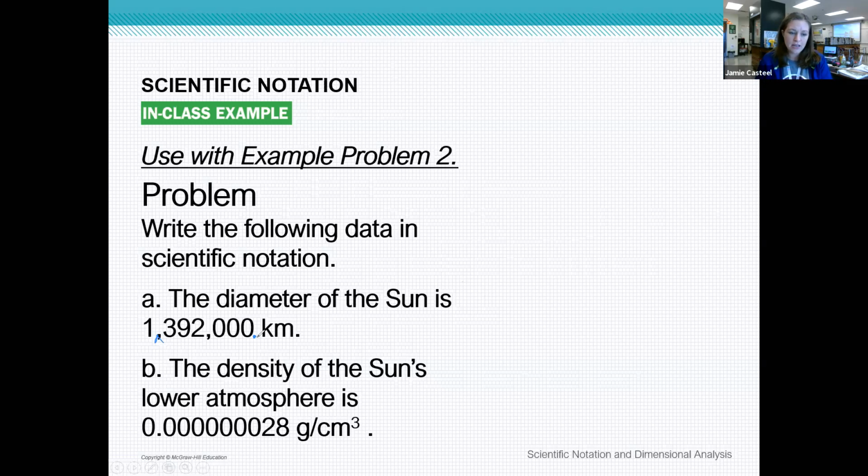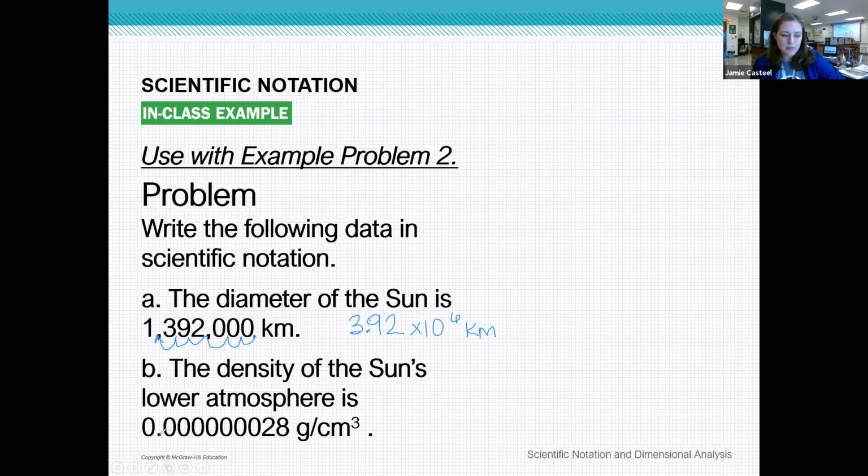Okay, so here in this first one, of course, you'll need to write it down, but I'm gonna move my decimal 1, 2, 3, 4, 5, 6. So it's gonna say 3.92 times 10 to the positive 6. And I'm going to bring my unit with me. It's positive 6 because it was a bigger number. Okay, and I went to the left.